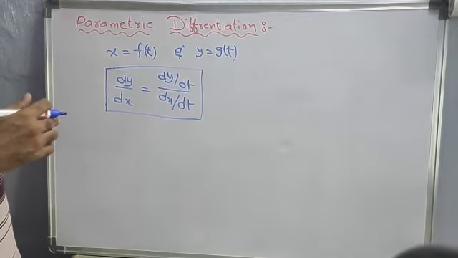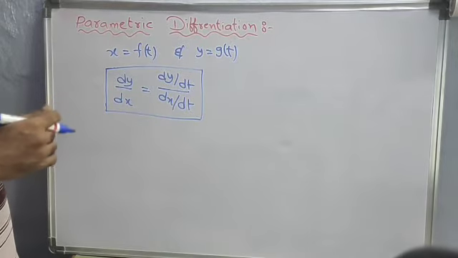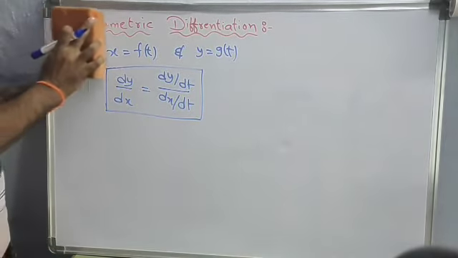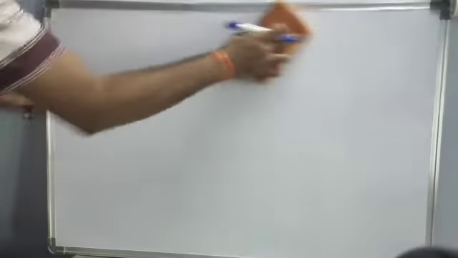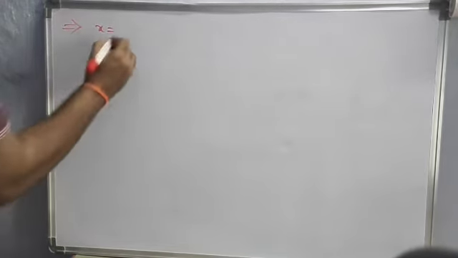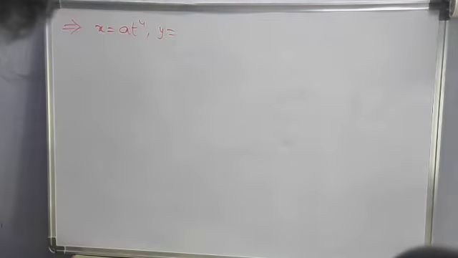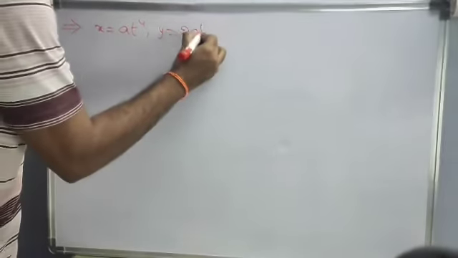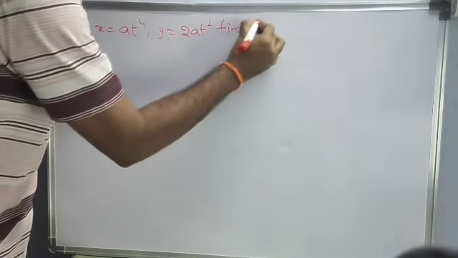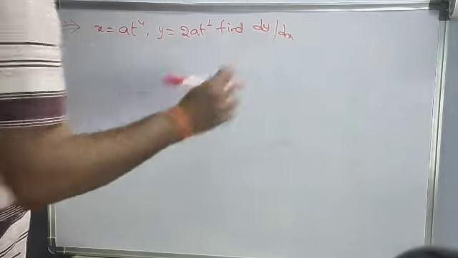Now we can discuss some problems in this concept. Right, now I'm taking some problems. x equal to a t power 4, y equal to 2a t square. Find dy by dx.